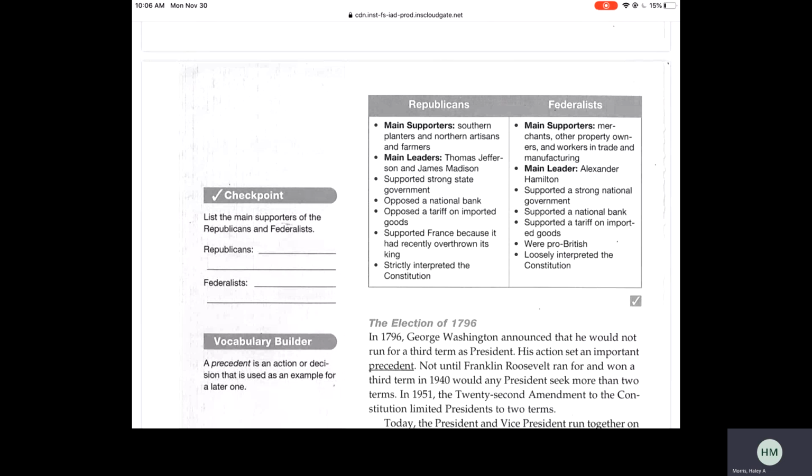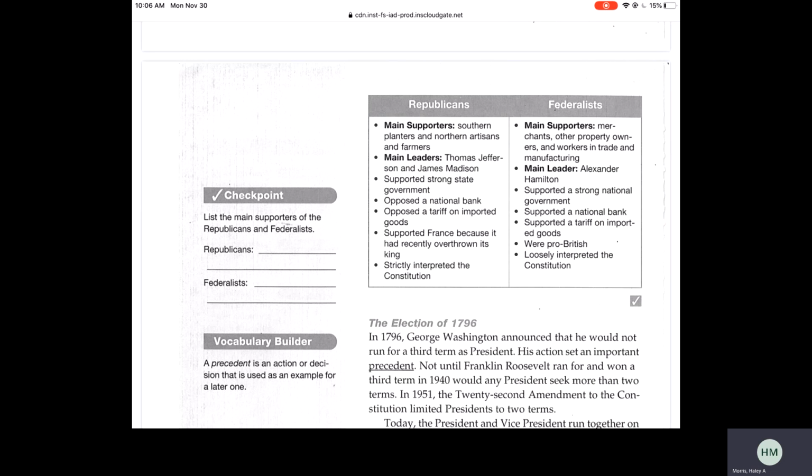So we have a little chart here of Republicans and Federalists. The main supporters of the Republicans were Southern planters and Northern artisans and farmers. The main leaders were Thomas Jefferson and James Madison. They supported a strong government. They opposed a national bank. They opposed a tariff on imported goods. They supported France because it had recently overthrown its king, and they strictly interpreted the Constitution.